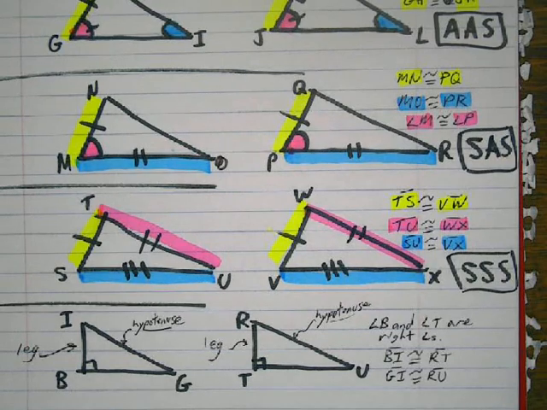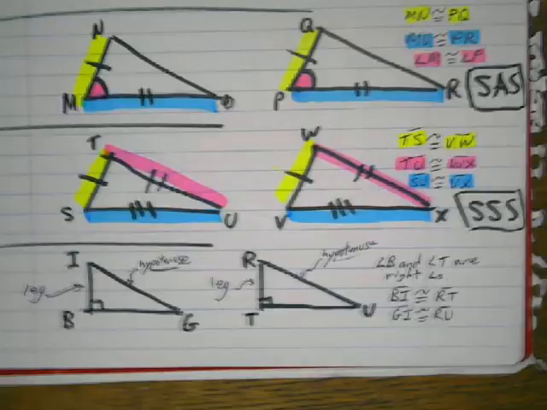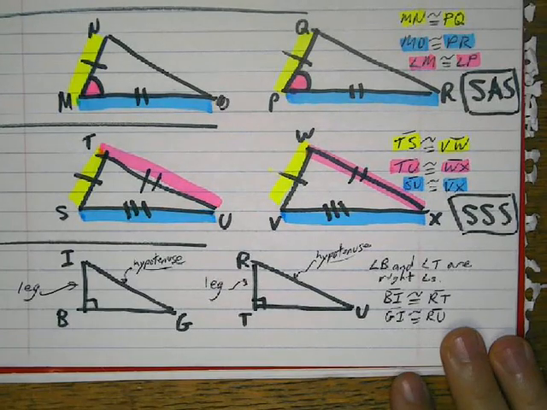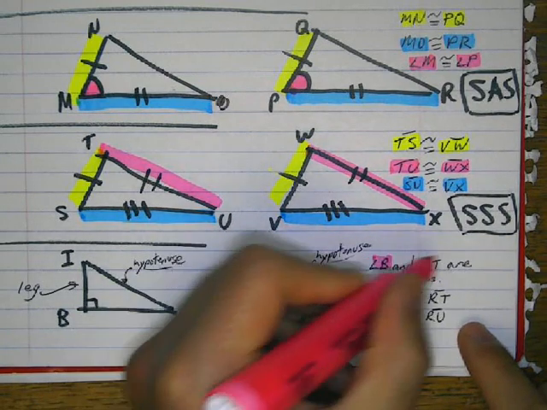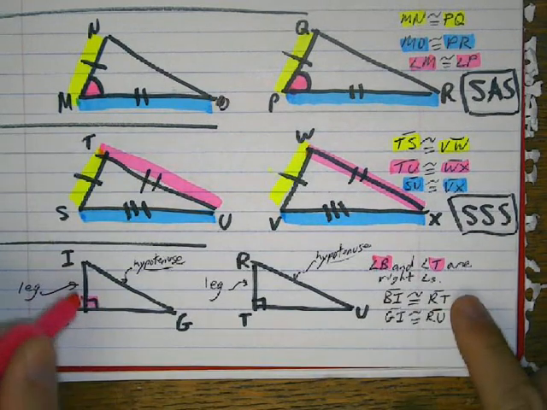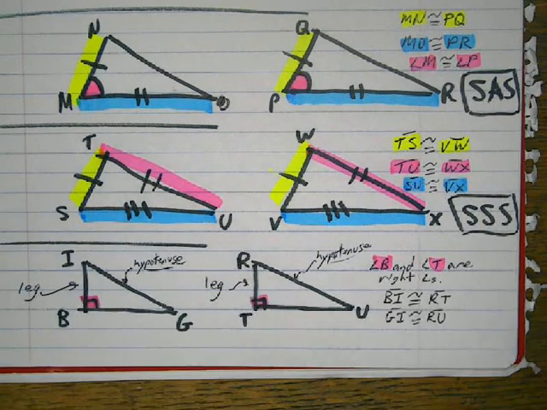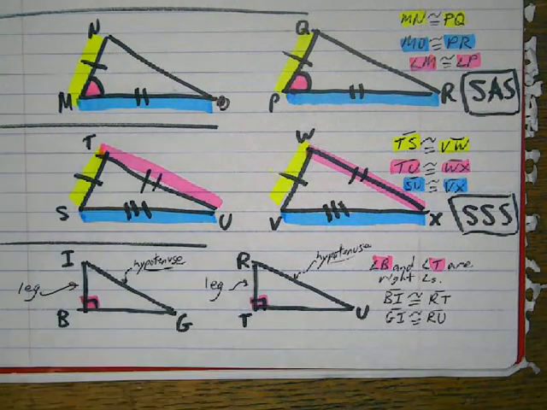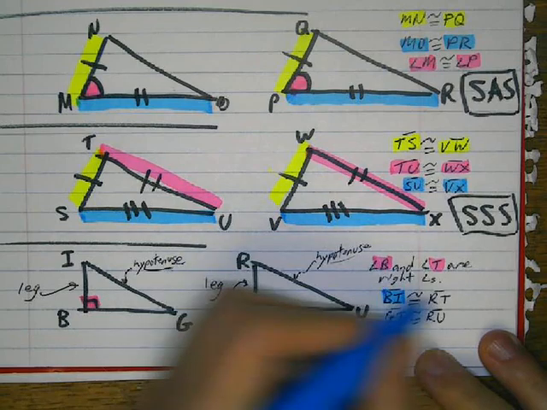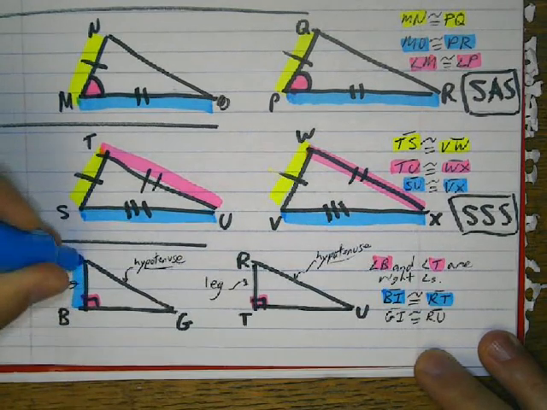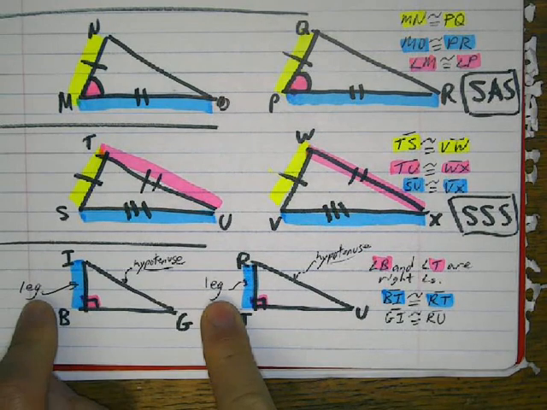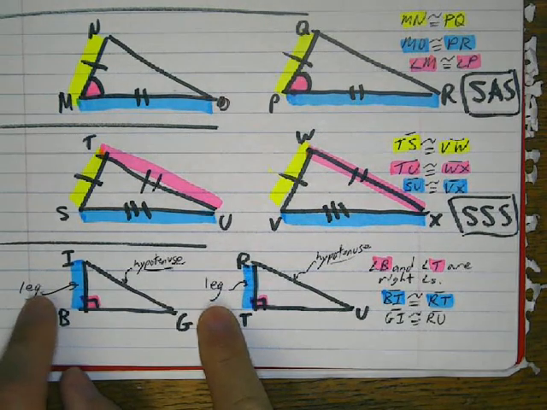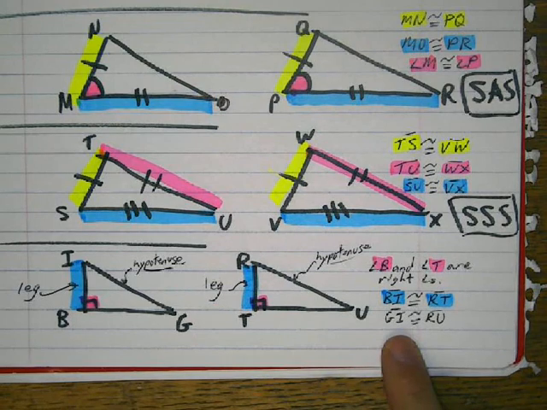And the last case, which was not mentioned in today's Desmos activity, but is important to mention, and it will be useful later on. Okay, so if angles B and T are right angles, then you could put a little square there. If BI is congruent to RT, so this side is congruent to this one, you will learn that these are called legs later on. This is important. And then, let's see what's left.